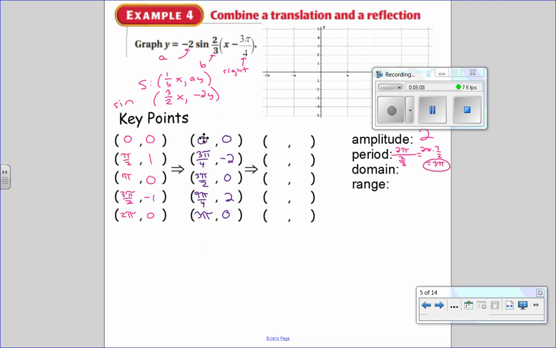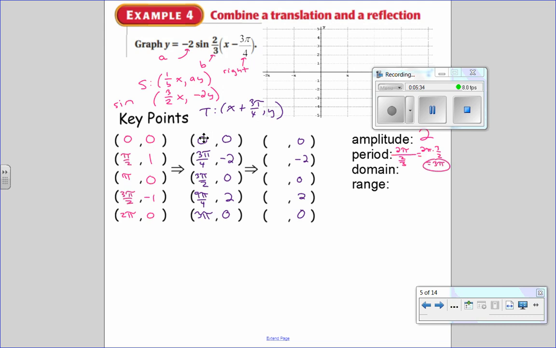And now it's time to do my translation. My translation is just a right 3 pi over 4 translation. So all my x values, I will add a 3 pi over 4 to them. All my y values are going to stay the same because there's no vertical shift on this graph. So let's just keep all my vertical numbers the same, all my y values the same. And now we have to do some adding. All of our x values, we will add 3 pi over 4.